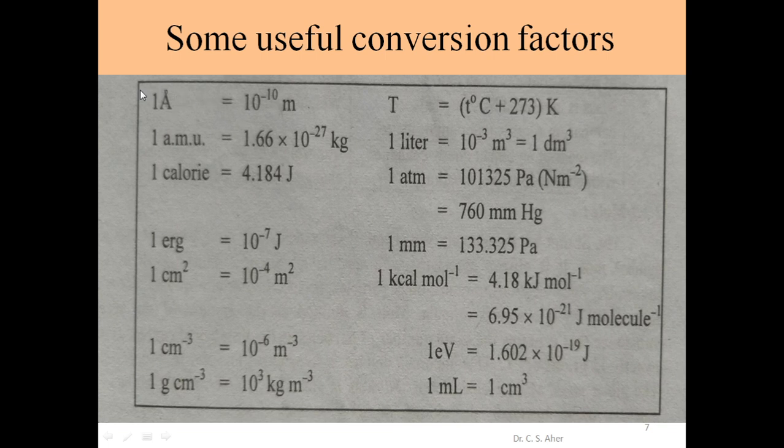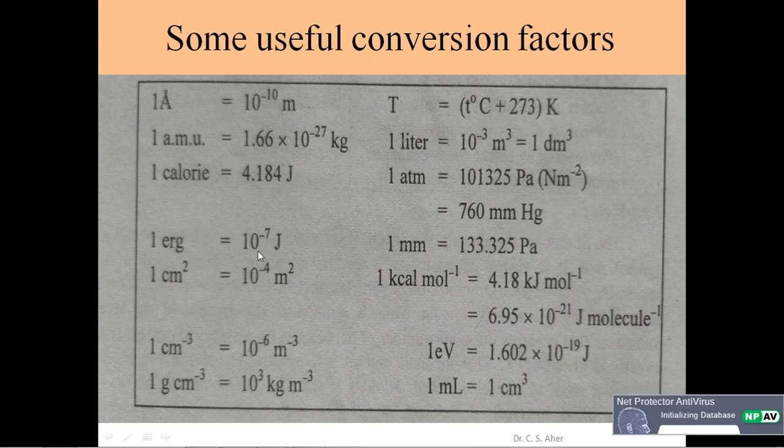So what is 1 angstrom? 1 angstrom is equal to 10 raised to minus 10 meter. 1 atomic mass unit is equal to 1.66 times 10 raised to minus 27 kg. Similarly, 1 calorie is equal to 4.184 joule. Similarly with liter. Temperature T in degree centigrade we convert into Kelvin. At that time what do we add? 273. 1 atmosphere is equal to this much Pascal or 760 mm of Hg.